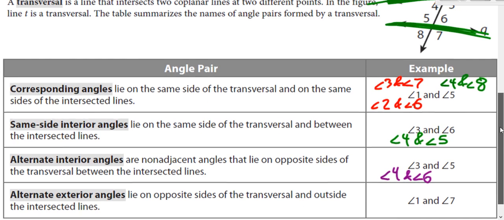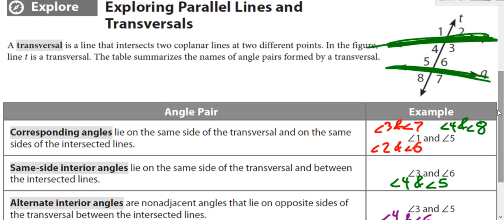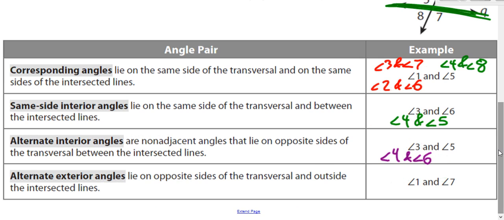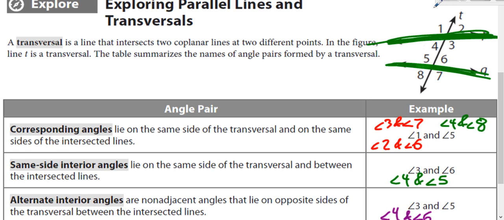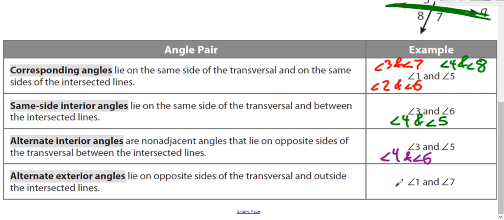And then alternate exterior. Interior means inside, exterior means outside. So the exterior angles are 1 and 2 because they're not in between those two lines. 1 and 2 are outside, 7 and 8 are also outside. Alternate means opposite sides. So 1 and 7, they're on alternate sides. One's on the left, one's on the right. And then 2 and 8, one's on the left, one's on the right.